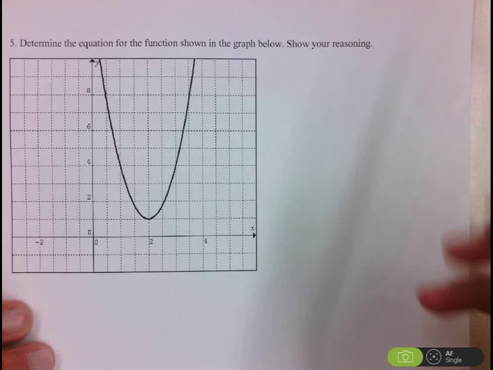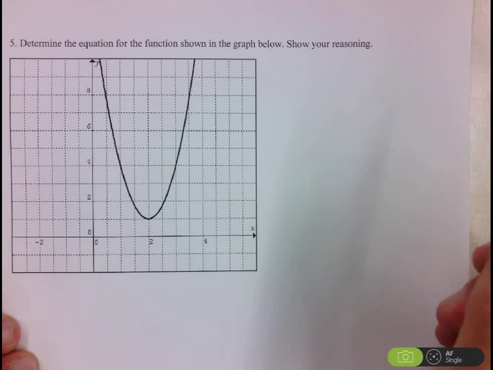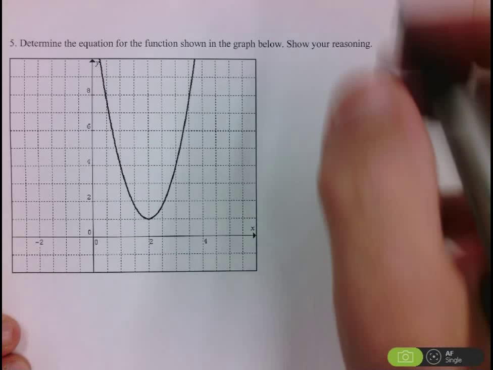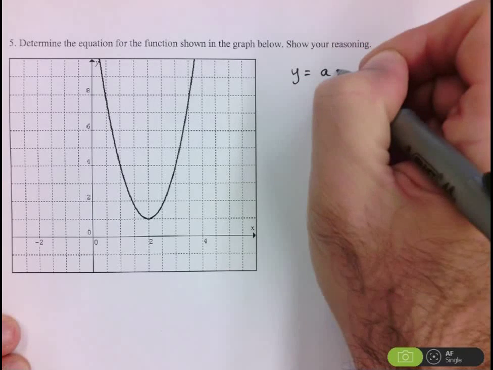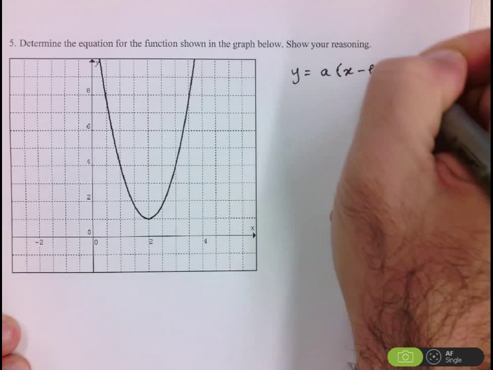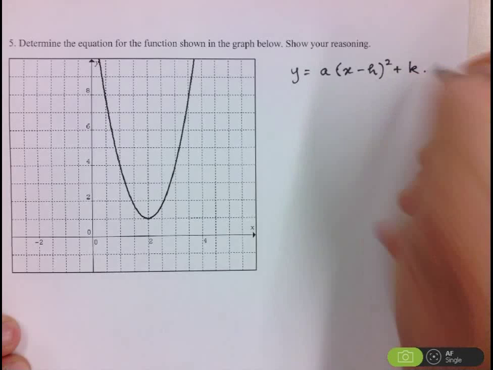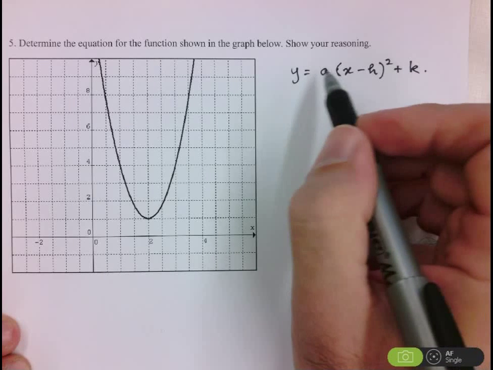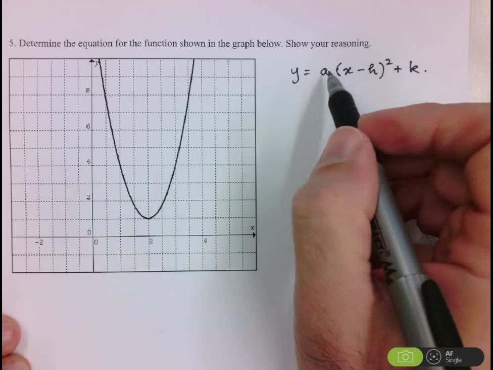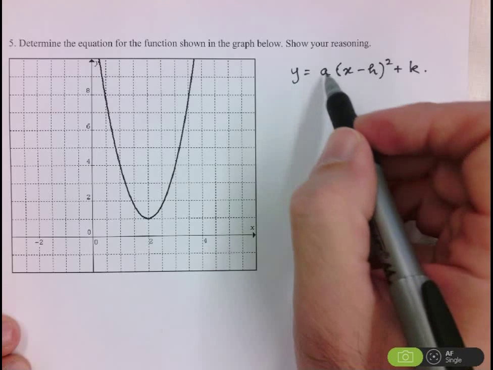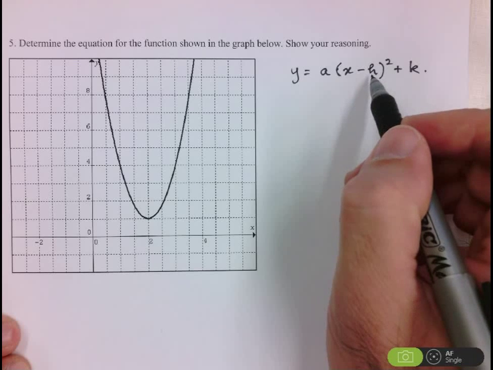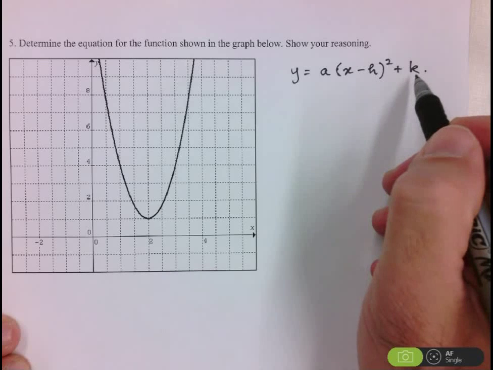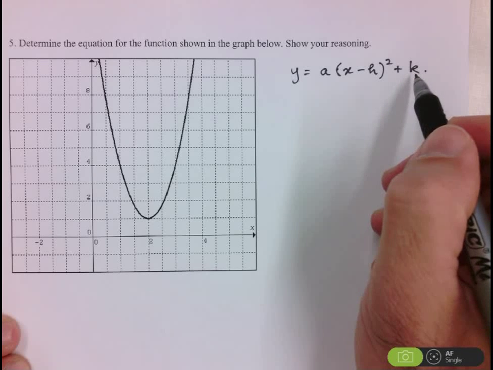Determine the equation for the function shown in the graph. Show your reasoning. The first thing I'm going to do is write out what a transformed function looks like, and we know that it has the form a times x minus h squared plus k, where a is the stretch, and if it's negative, it would also include a reflection in the x-axis. h represents the horizontal translation, but it's also the x value of the vertex, and k represents the vertical translation and also the y value of the vertex.